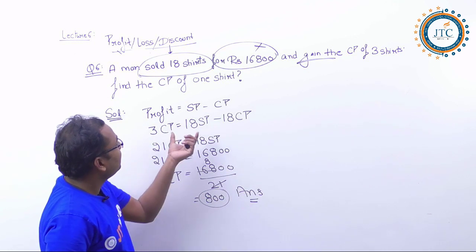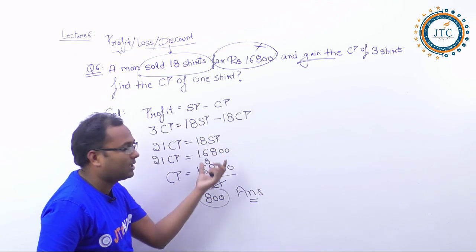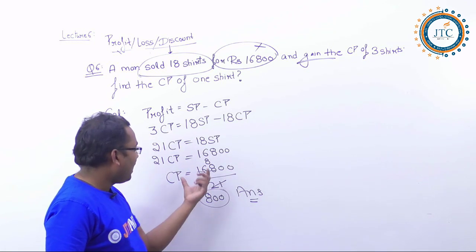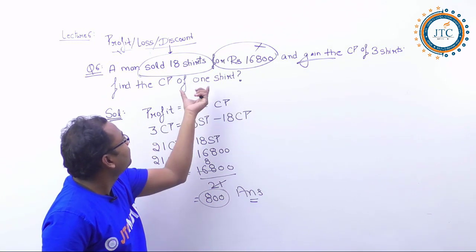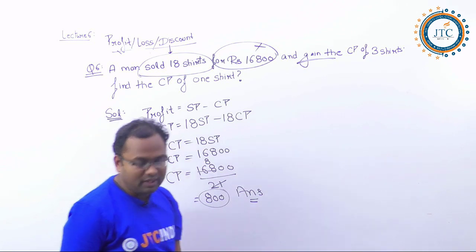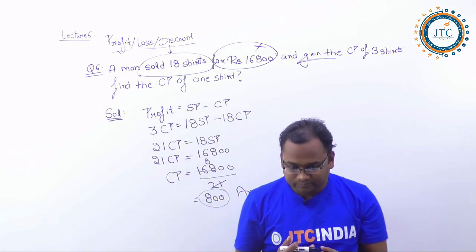Basically we have to substitute the value of 18 SP in the last step. After calculating, the cost price of one shirt comes out to be 800. Any doubt?